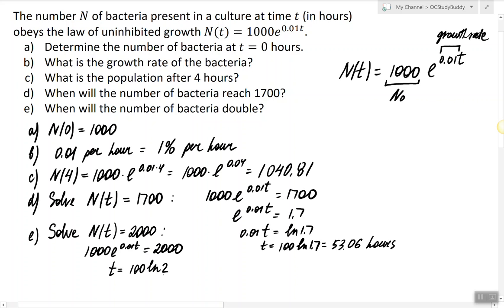So it is going to be 100 times ln 2. I'm going to use a calculator to find ln 2, and then multiplying it by 100 gives us 69.31. So it will take 69 hours and 31 hundredths of an hour to double the size of this population. So this is how we work with an exponential function, and this is how we answer some simple questions about the exponential function.